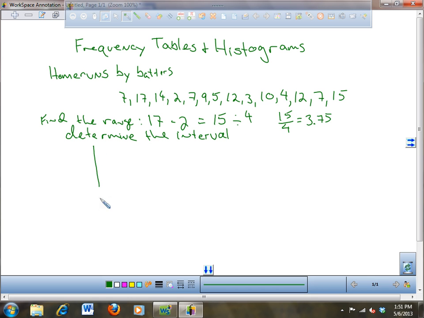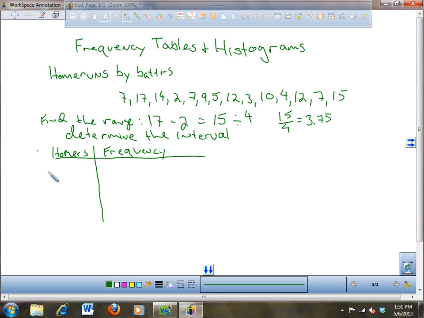When I make a frequency table, over here I'm going to put home runs, homers, not Simpson, just plain old homers. And here I put frequency. So you want to have 2 different columns, and from that we're going to make our histogram.